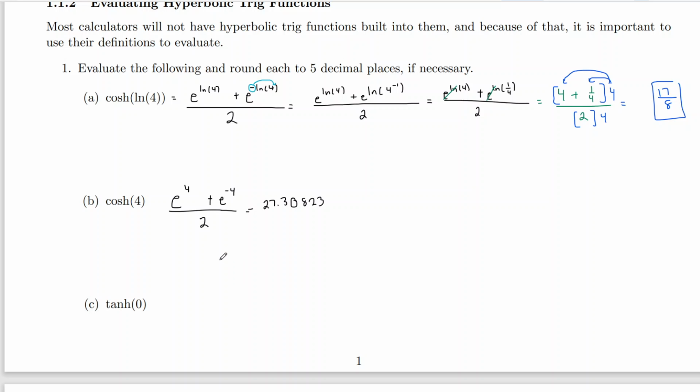Right. Oh, and I should also say, if you're concerned about radians versus degrees, because this has nothing to do with an angle, there is no idea of radians versus degrees. That's just for regular trig functions.